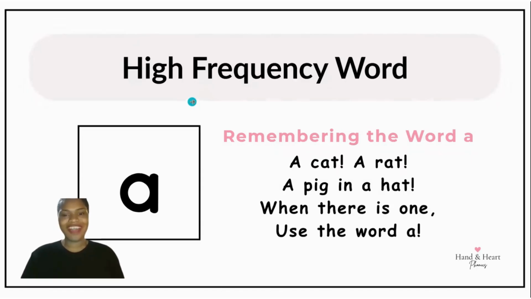We are going to look at a new high frequency word today. We're looking at the word A. Just like the word I, A is both a letter and a word if it stands alone in a sentence. The letter A has two ways that you may pronounce it. You may say A or A. Depending on how you like to read a sentence, you may use either one.